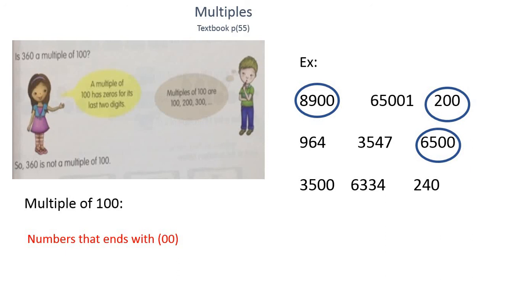these are numbers that do not end with 2 zeros, so they are not. And 6,500, it ends with 2 zeros. And 3,500, it ends with 2 zeros, so we circle it. And the last 2 numbers are not multiples of 100, because we need 2 zeros at the end, so we can call the number a multiple of 100.